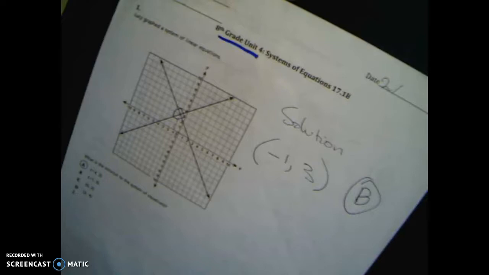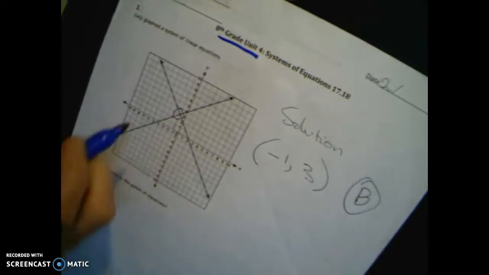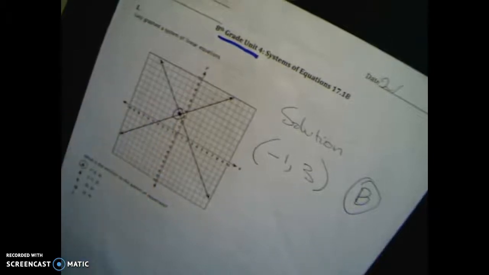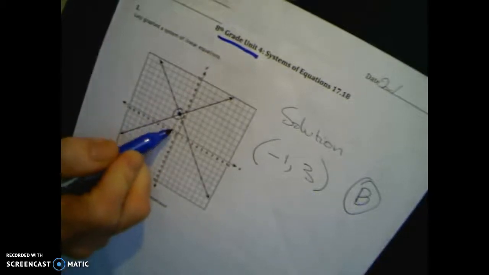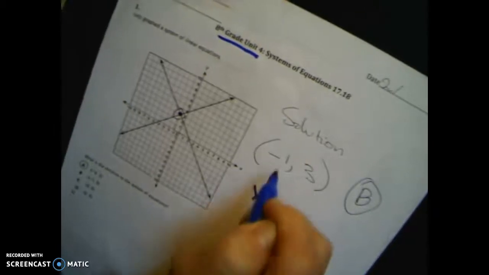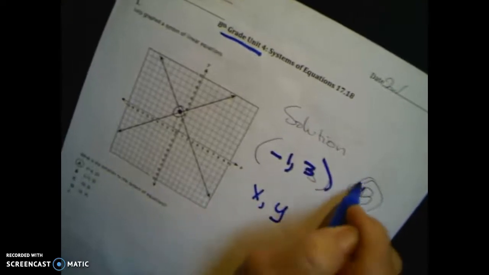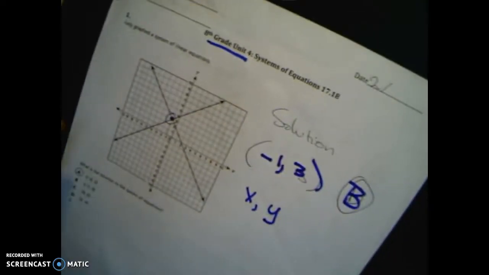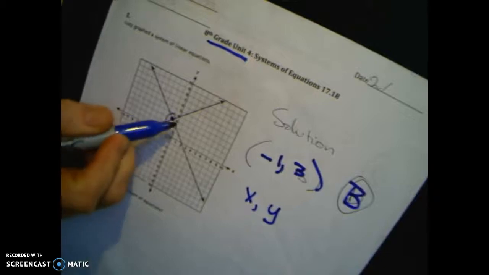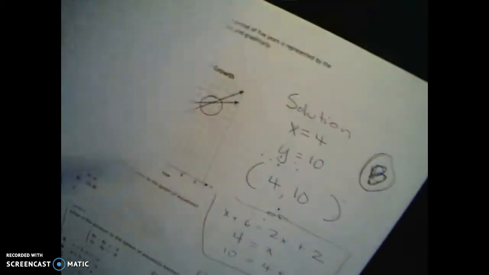Question number 1, real easy. Once again, I'm looking for the solution to a system of equations. The solution is where they intersect. I suppose the only tricky part is knowing that it's x followed by y, which is -1 and 3. The correct answer is B. So it's right here, x is -1, and y is 3, -1 and 3.